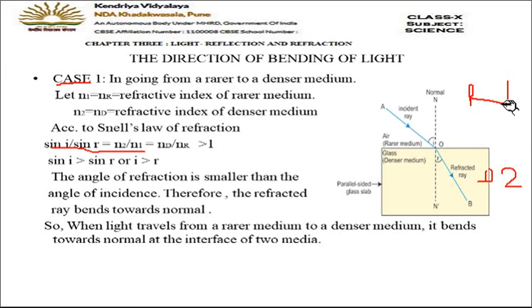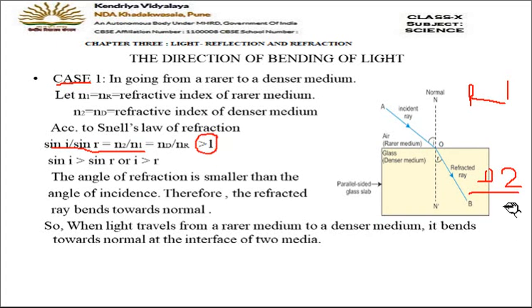And in place of n1 we can put the value n_r, the refractive index of the rarer one. Now the refractive index of the denser one will always be higher. More the refractive index, more denser is the medium. Remember this. So the refractive index of the denser one is always greater than the rarer one, so if we find this value, it will always come greater than 1.